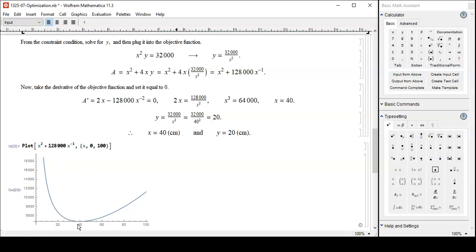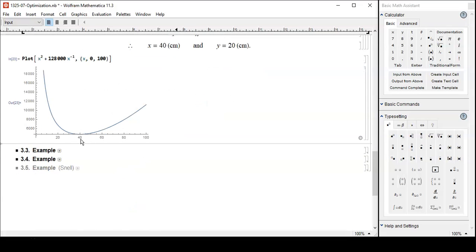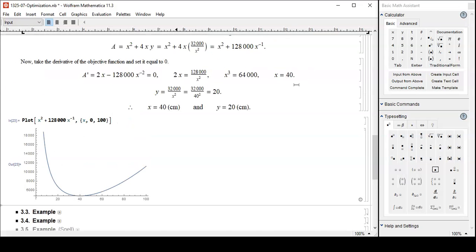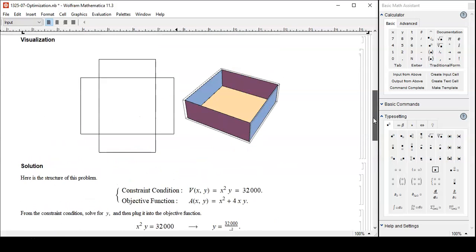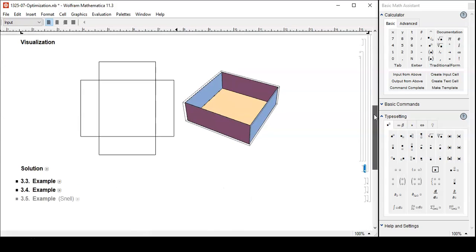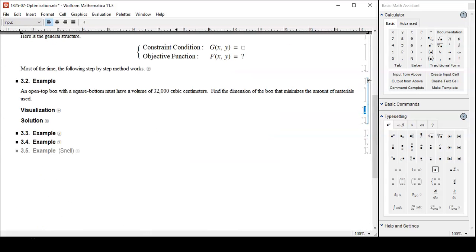And then, as you can see, we have an absolute minimum taking place at x equals 40. And if you do your computation, yes, indeed, at x equals 40. Okay. Now, let's go to the next problem.